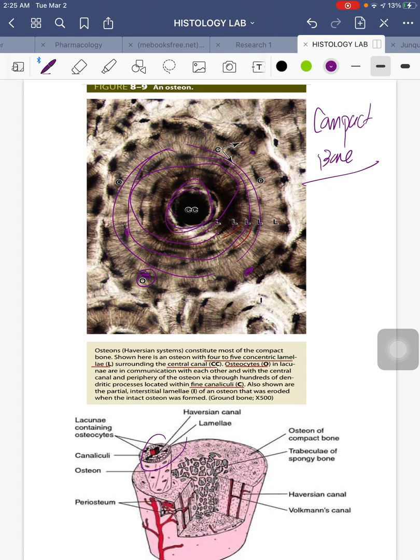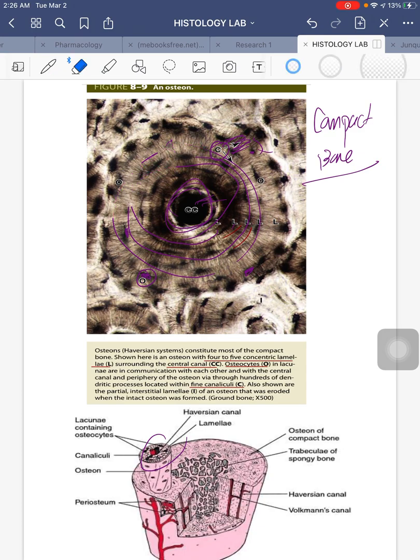Here, concentric circles: this is your concentric lamellae, darkened nuclei, osteocytes housed by your lacuna, and the central area is your central canal. You will see fine canaliculi present here, labeled as C. These dendritic-like, thread-like processes, those are your canaliculi.